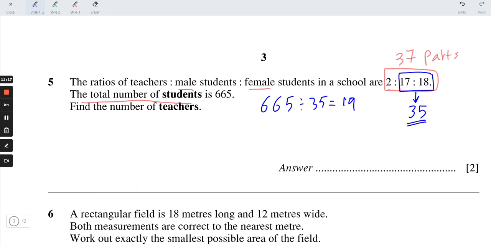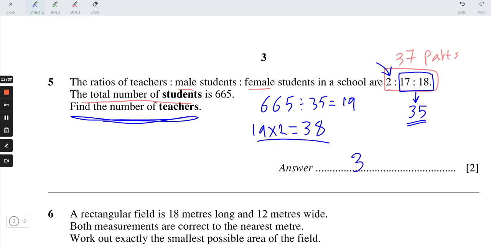We'll get 19. So to know the number of teachers, we should multiply 19 by 2. So 19 times 2, you will get 38. 2 times 9 is 18, 8 and 1 carry 1 up. So 2 times 1 is 2 plus 1 is 3. So we have 38 teachers. So the answer is 38. You should show some of your working here to get the full mark, because the method has 1 mark and the answer also has 1 mark.